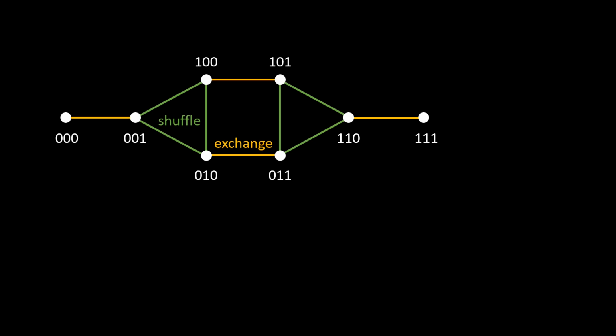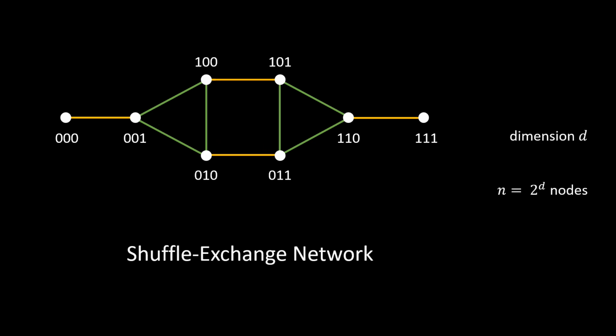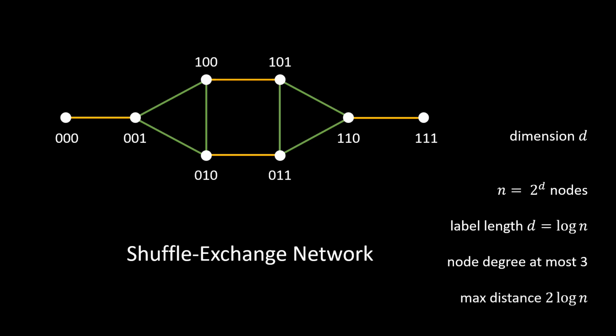Because of the 2 operations shuffle and exchange, this network is known as the shuffle exchange network. The shuffle exchange network has some good properties. We have n nodes with label size log n, and the degree of each node is at most 3, because each node has exactly 1 exchange neighbor, and at most 2 shuffle neighbors by moving either the first or the last bit to the other side. Also, the distance between any 2 nodes is small, since with 1 exchange followed by 1 shuffle, we can fix 1 bit at the time until we are at the destination.